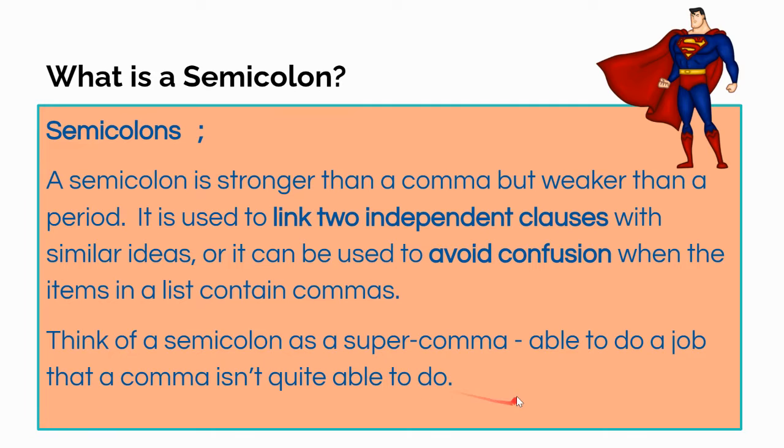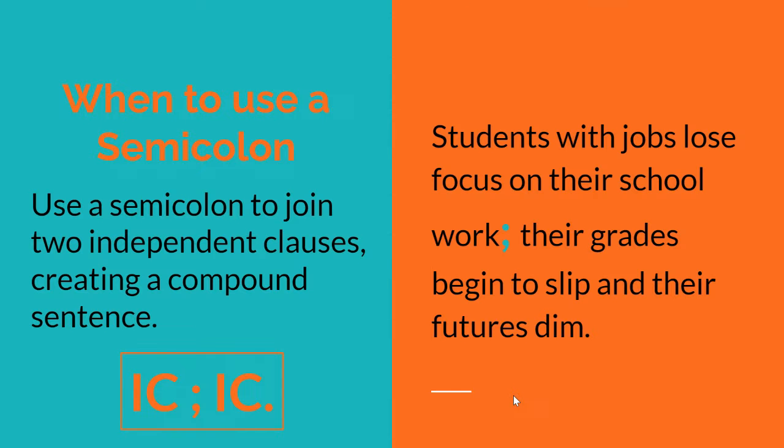So a semicolon is like a super comma. It can do the job a comma by itself just can't quite handle. So when do you use a semicolon? One, you use it with an independent clause and an independent clause, holding those two independent clauses together, showing that they're closely related. But this little extra dot shows that they are also pretty independent.